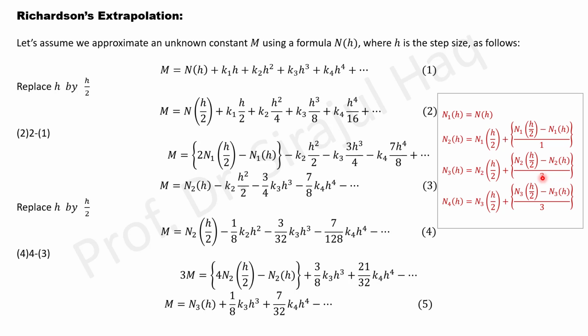So far, I did calculation up to this term. Remember, this term divided by 3 is equal to n3 of h. This term divided by 1 is equal to n2 of h. And remember, I have replaced this n by n1. Let us go further. The target is to get error of order h raised to the power 4. So let us get rid of this term.